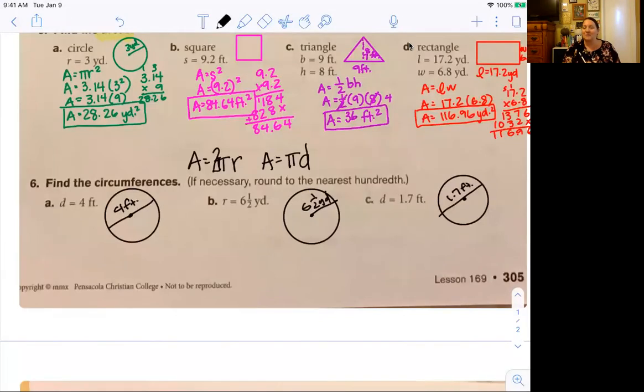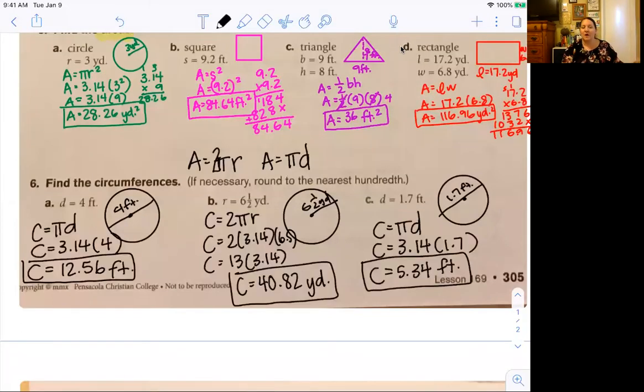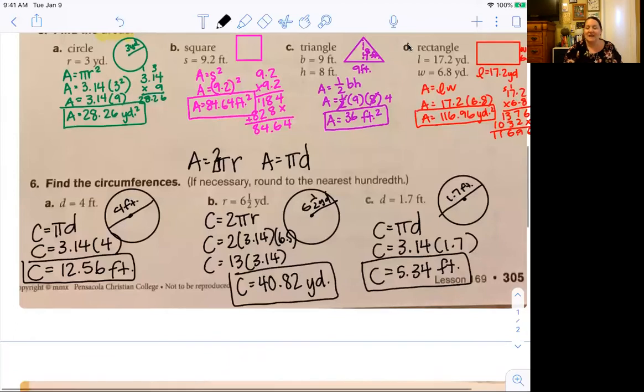I would like you to press pause and work out these problems, and then come back for the answers and check your answers with mine. Okay, so on 6A, 12.56 feet is your circumference. 6B, circumference equals 40.82 yards, and 6C, circumference equals 5.34 feet. Now, if you need to, press pause and look at the work that I've done and see where your mistake is if you made one.